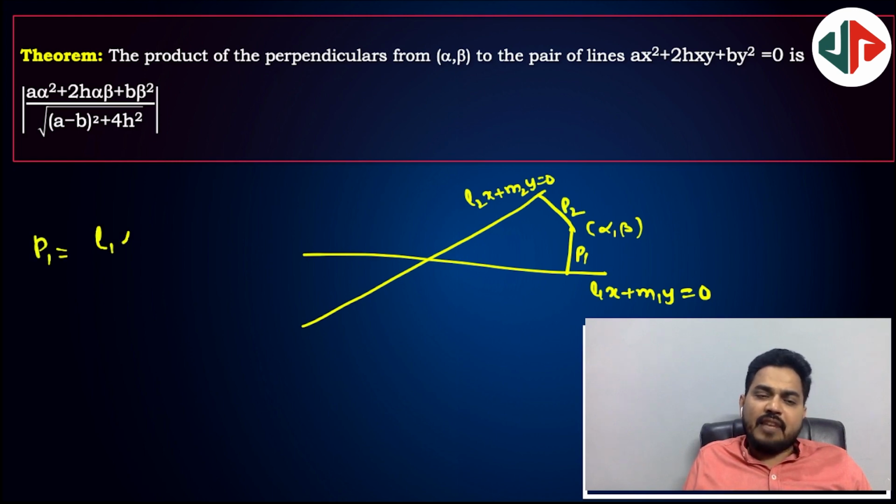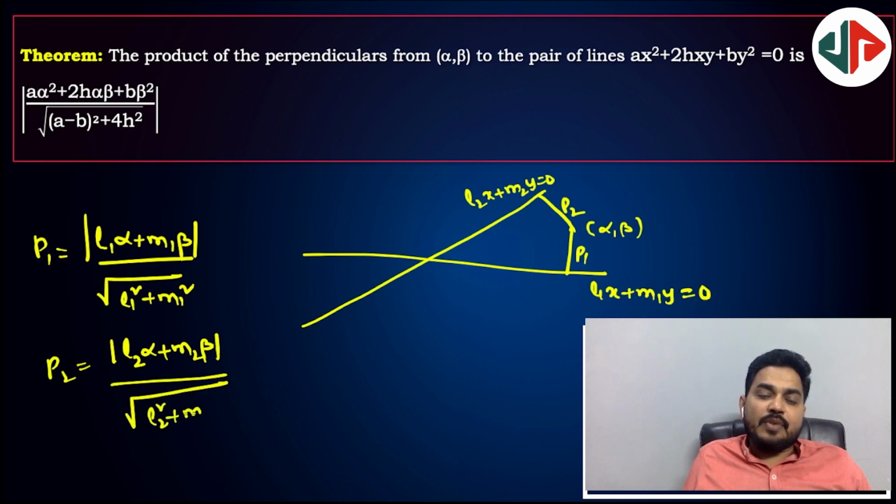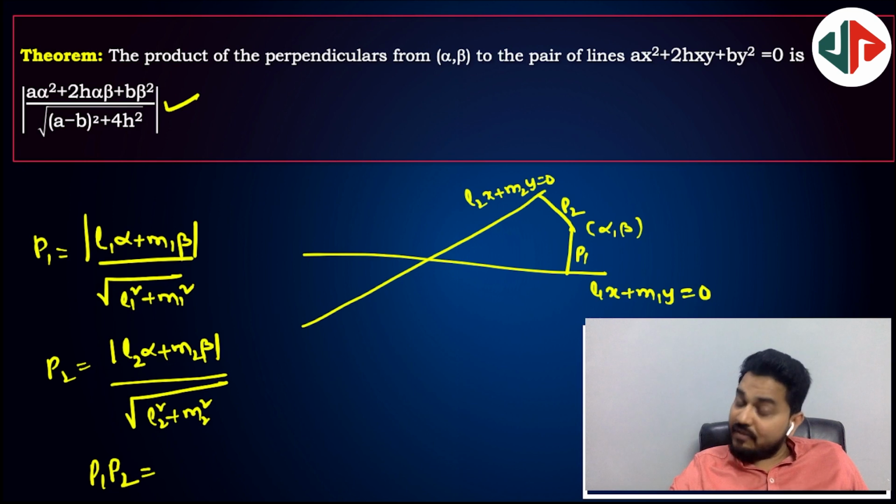P1 is equal to L1 alpha plus M1 beta by root over L1 square plus M1 square. P2 is equal to, with modulus because perpendicular distance has to be positive, L2 alpha plus M2 beta by root over L2 square plus M2 square. So from here, P1 P2 is equal to this value. You are going to get this. Okay. Products of the perpendiculars from alpha comma beta to a given pair of lines.